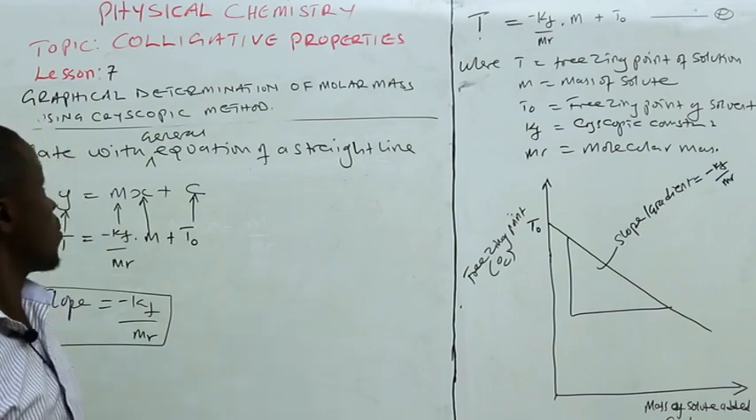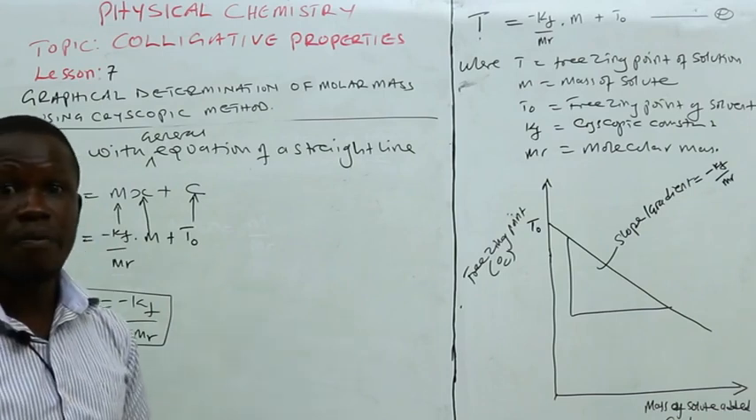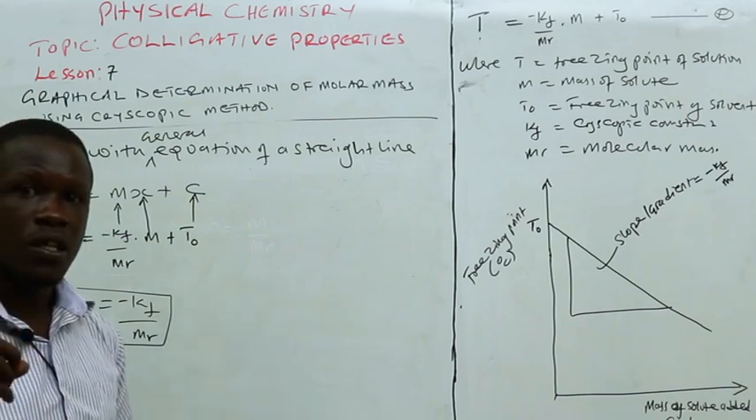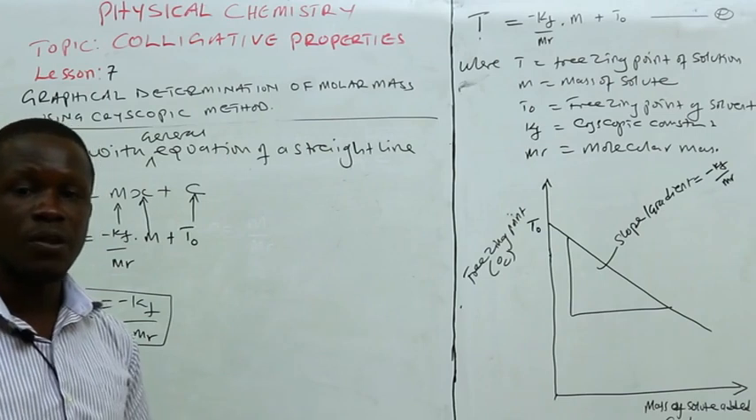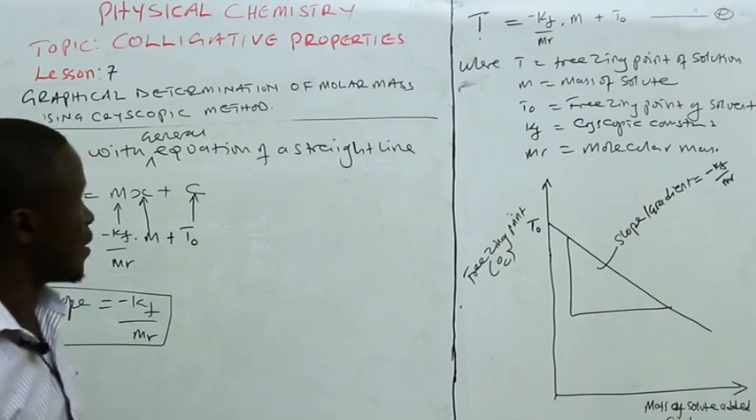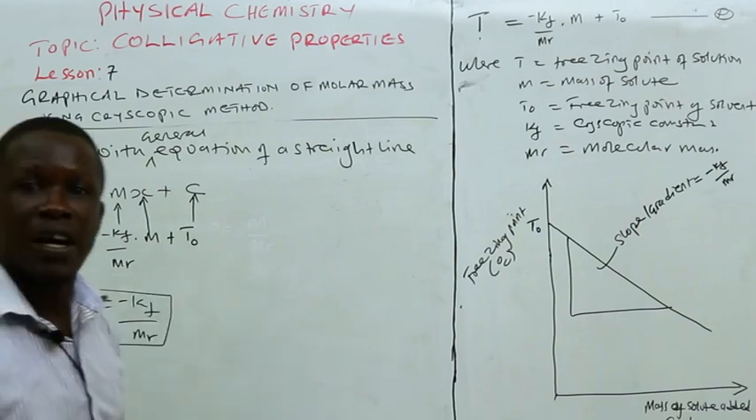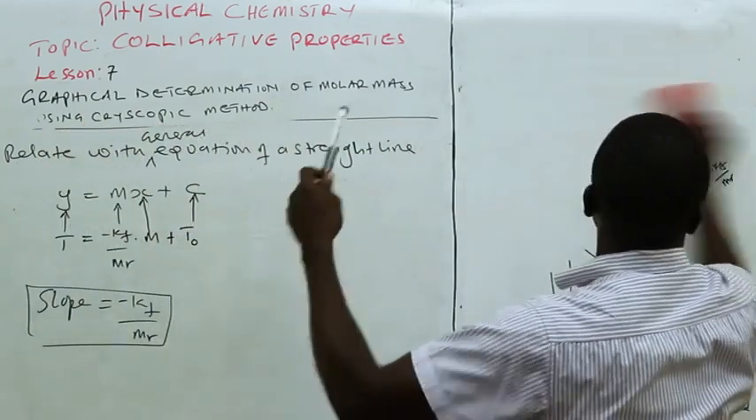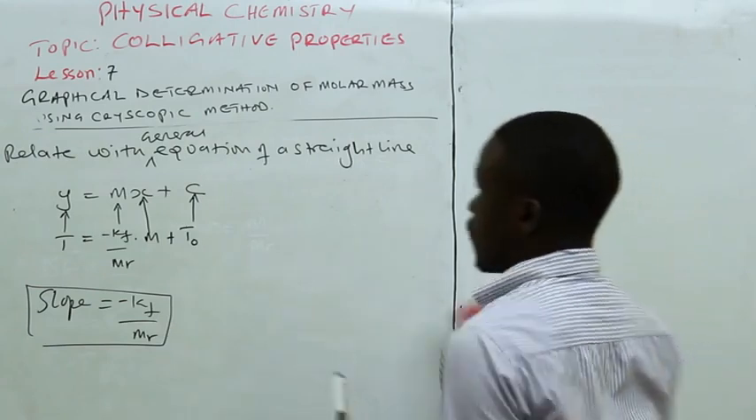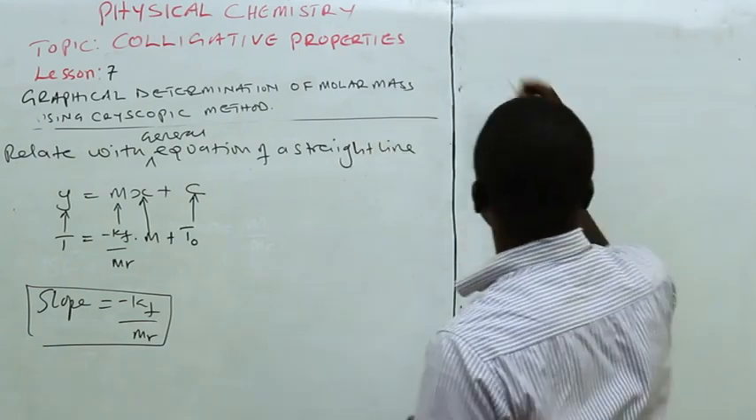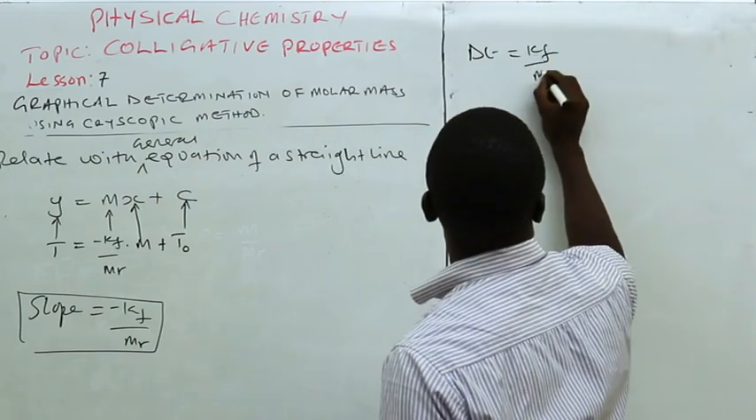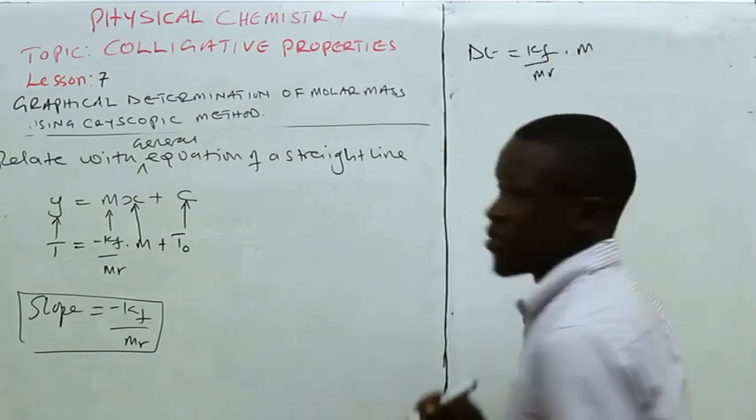Another graph that we could actually develop here, apart from this one, someone could simply tell you to plot depression in freezing point against mass being added. What if, from this graph that we had, dT is equal to Kf over molecular mass times mass?